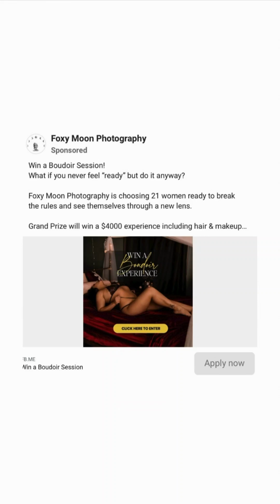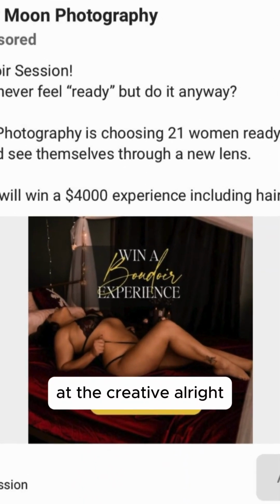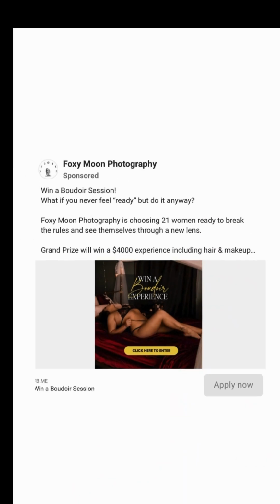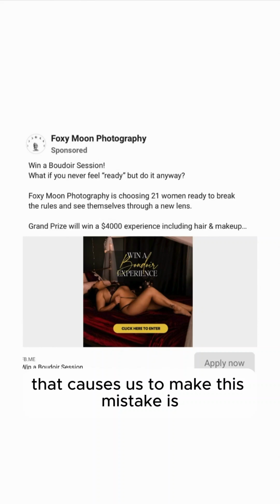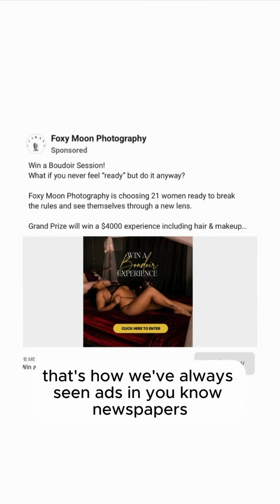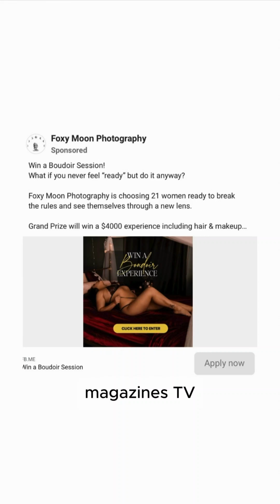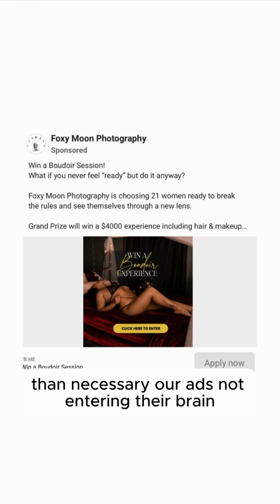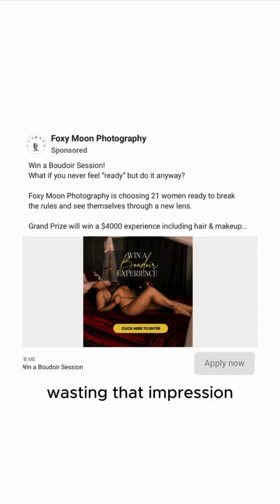Now, looking at the creative, all right, we got the looks-like-an-ad mistake. The false belief that caused us to make this mistake is we believe our ads should be like ads, because that's how we've always seen ads in newspapers, magazines, TV, social media, other boudoir Facebook ads. They've always looked like an ad. The consequence of this though is way more women scrolling by our ad than necessary. Our ad's not entering their brain, wasting that impression.